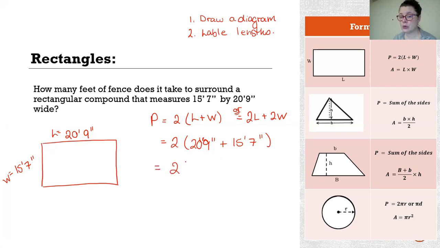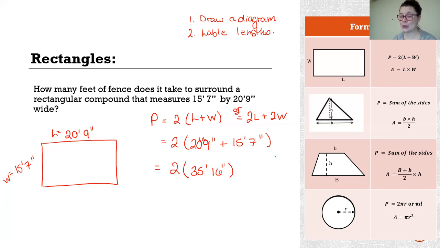So we have 2. We'll add the feet together. 20 feet plus 15 feet leaves me with 35 feet. 9 inches plus 7 inches leaves me with 16 inches. So we have 2 times 35 feet, 16 inches.